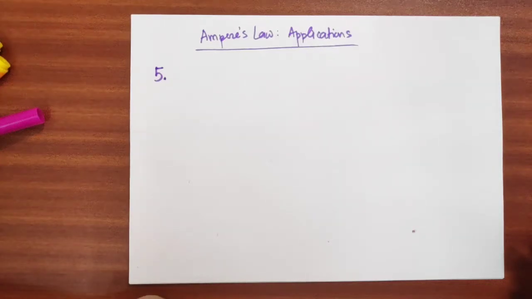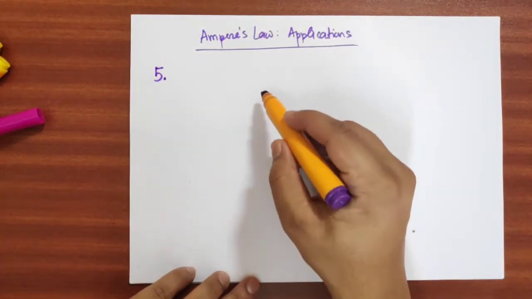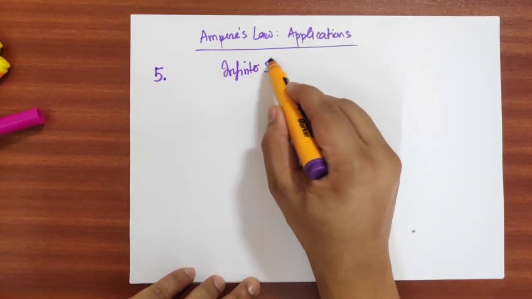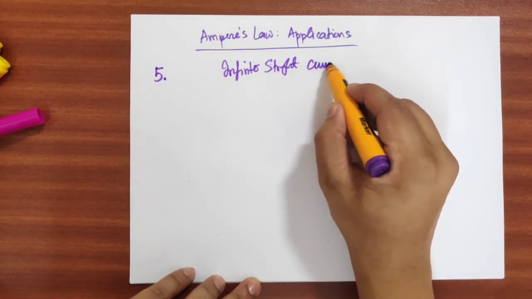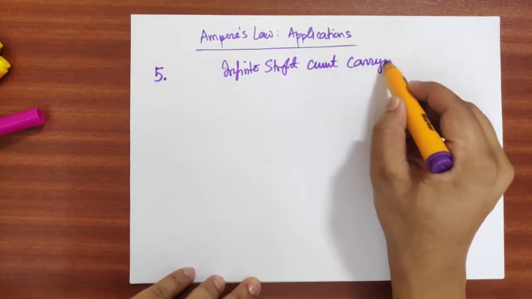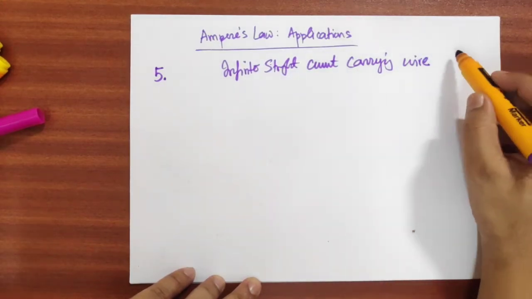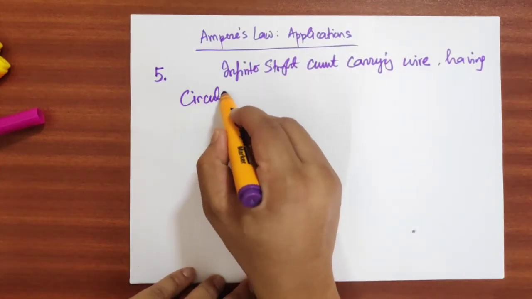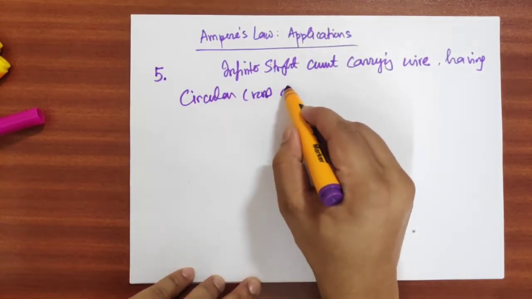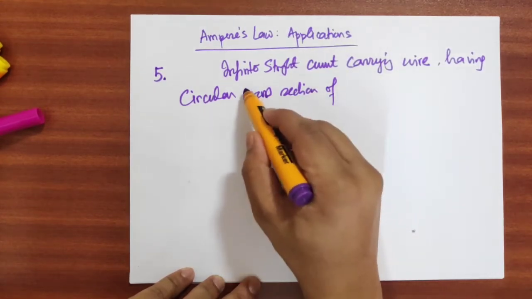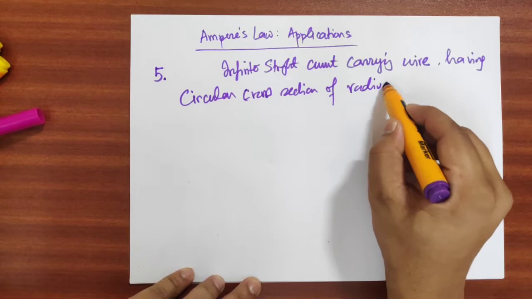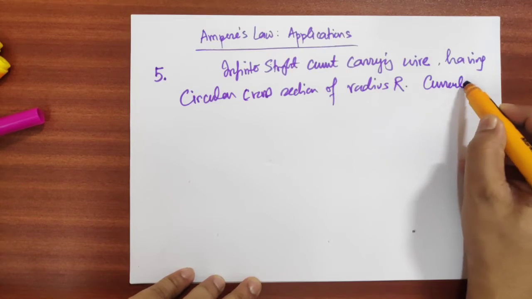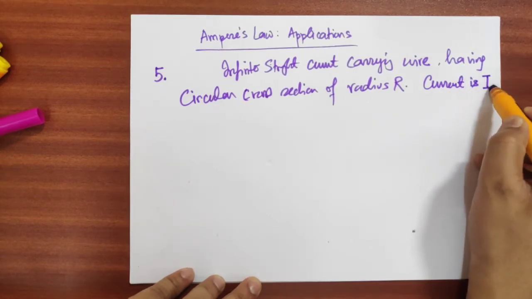We will do some more applications of Ampere's law. So here we have an infinite straight current carrying wire having circular cross section of radius R, and the current flowing through this wire is equal to I.